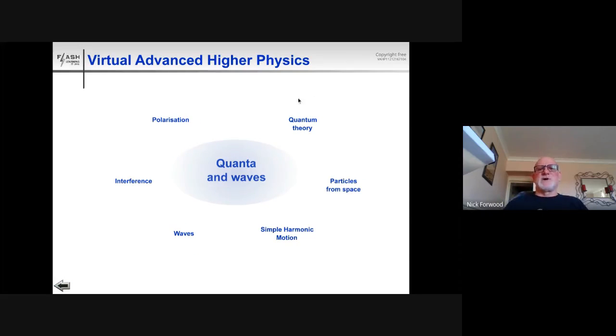And then if you look at this, this is where we started last year: quantum theory, particles from space and the solar wind, simple harmonic motion, then the whole section on waves. Every one of these, you can click on every one of these and expand it and add to your own knowledge. Interference, which if you've done the stuff I asked you to do before, is just about done.